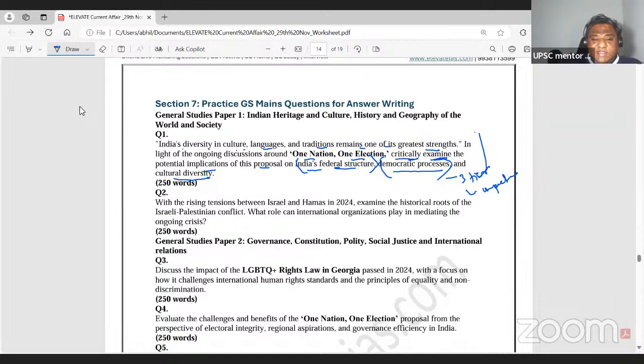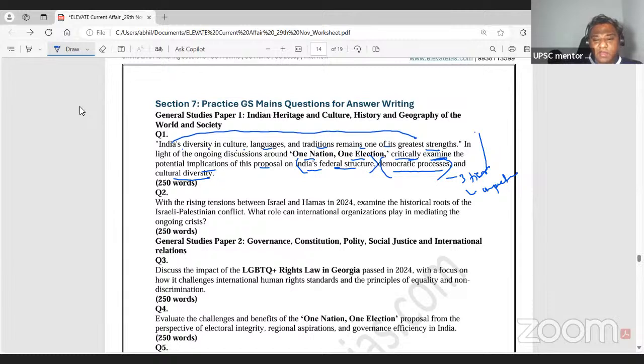The first line says that this is India's strength, and then they pick up something that is in the news. Critically examine. You don't have to criticize. When you submit me the answers, only then will I know how much you have understood the question. But the demand of the question is: do you think one nation, one election will stand its name if we implement it? What do you feel? What is your thought?